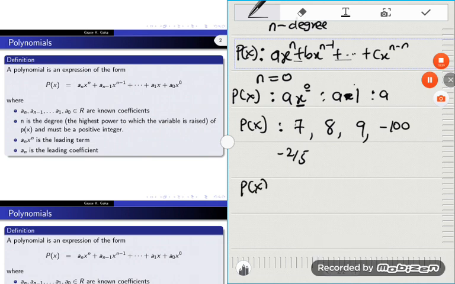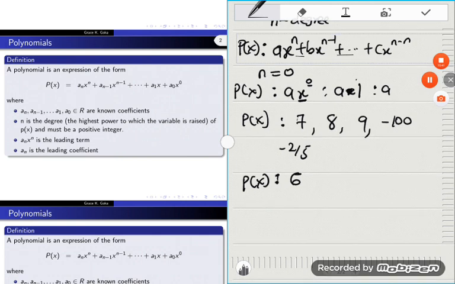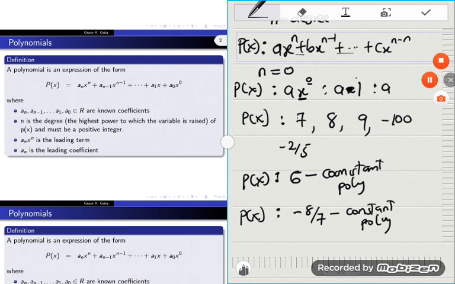And so if you have a polynomial P of x, which is giving us maybe 6, since this does not change, the term we use for it is a constant. And so if you have a polynomial which is just a constant, then such a polynomial is known as a constant polynomial. Another example, if P of x is giving us negative 8/7. Now this is just a number. It will never change. If a polynomial is just a number, then such a polynomial is known as a constant polynomial.